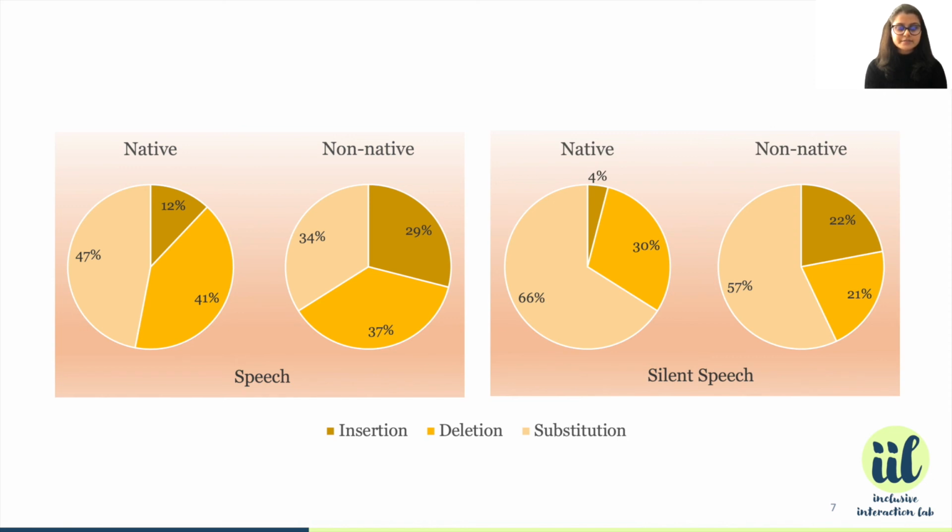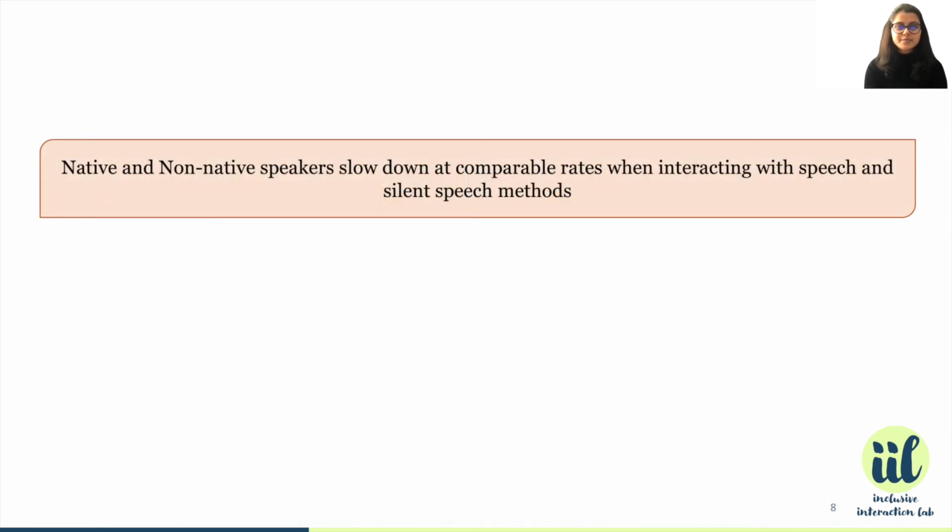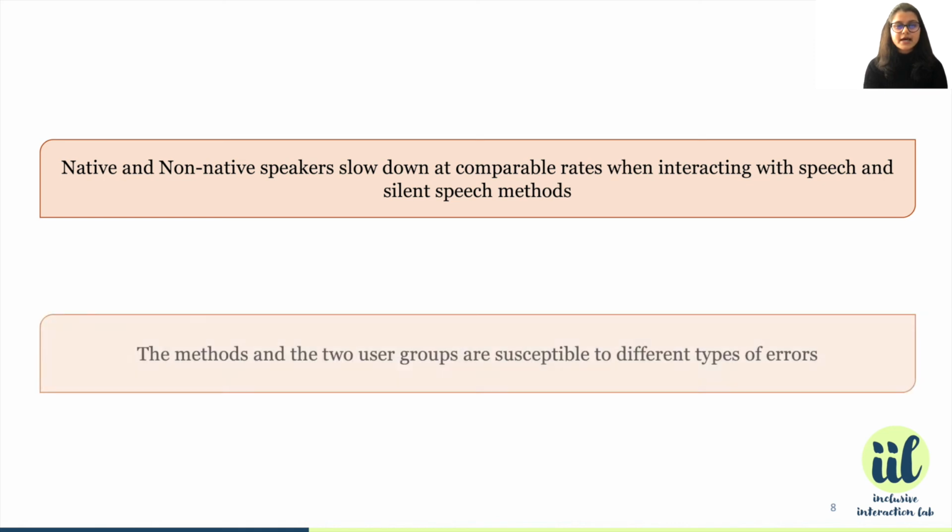non-native speakers. In summary, we found out native speakers speak faster than non-natives, but both slow down comparably when interacting with speech and silent speech methods, mostly to increase their accuracy rates, and the methods and the 2 user groups are susceptible to different types of errors.